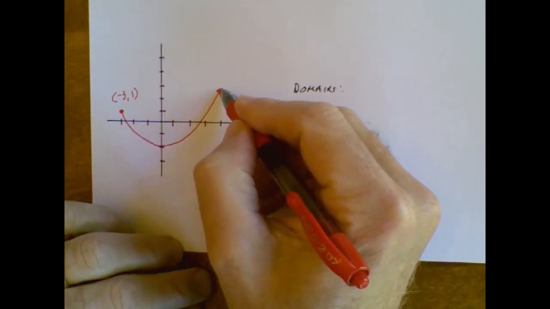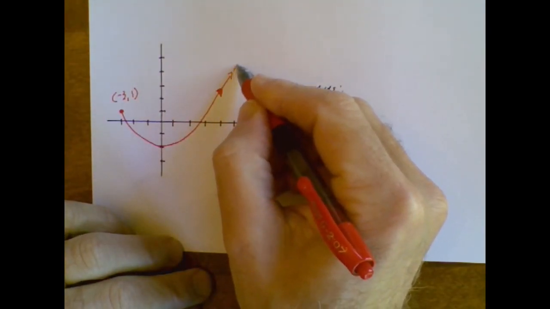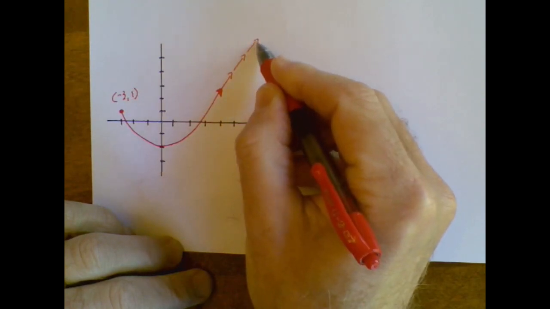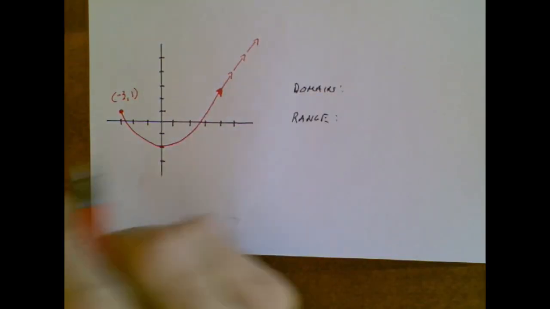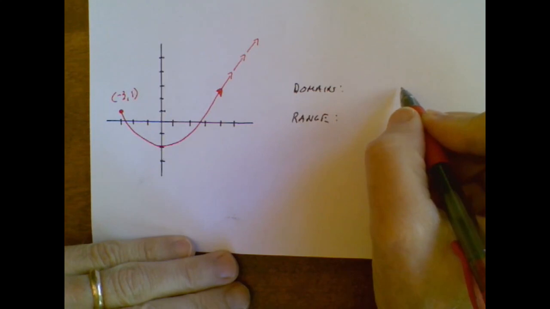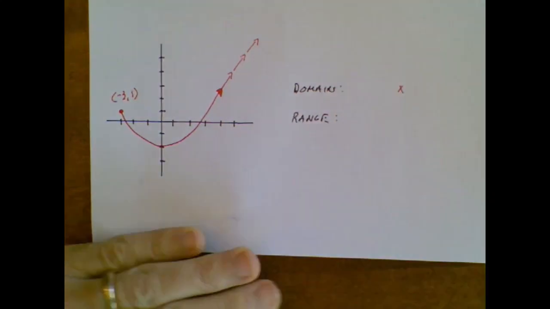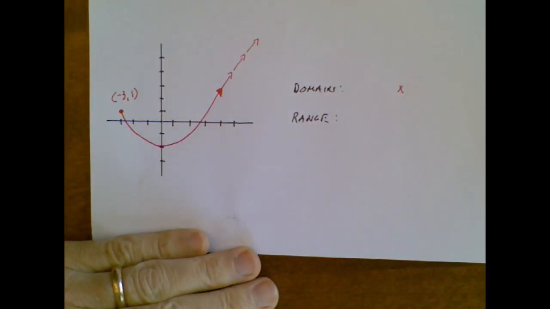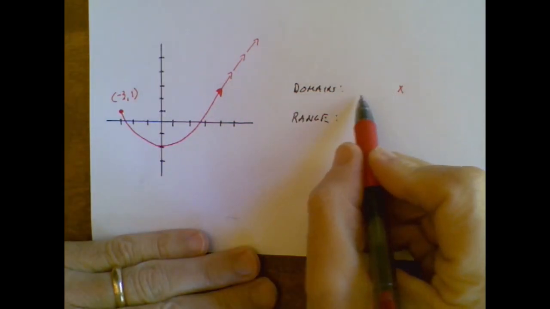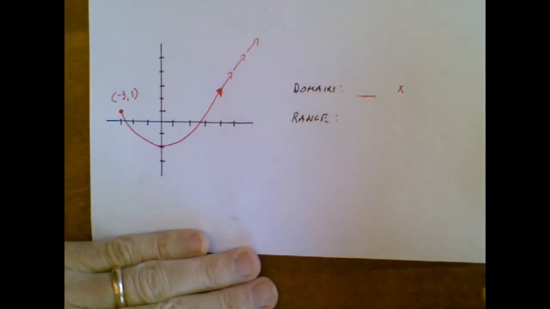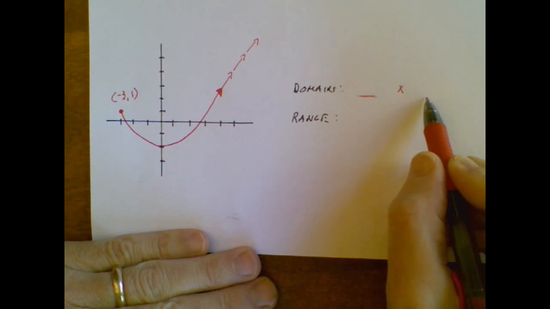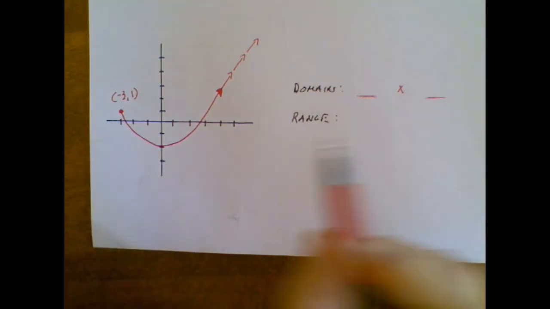This arrow means this graph goes on forever and ever and ever in that direction. So if I'm thinking of my domain, the first thing I'm going to put on my paper is the x right in the center. And then I have to think, what's the smallest x value possible? That's going to go there. What's the largest x value possible? That's going to go there.